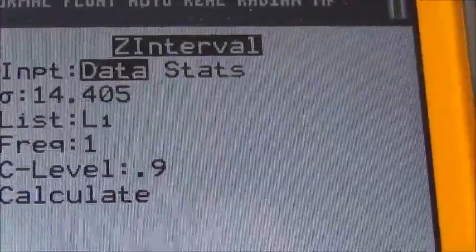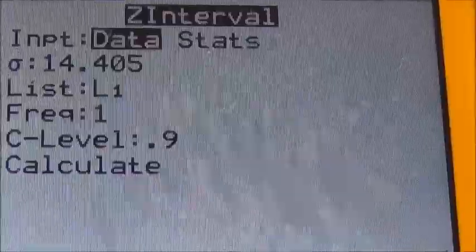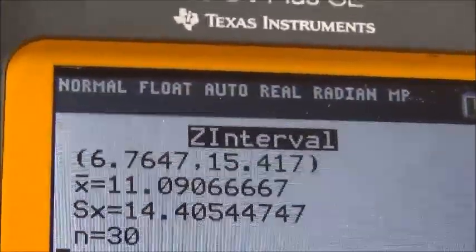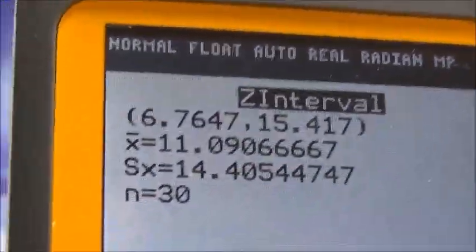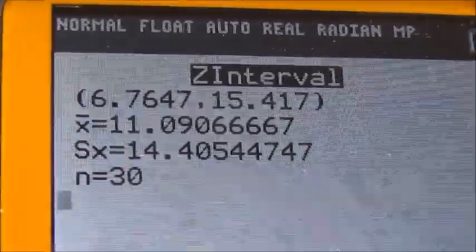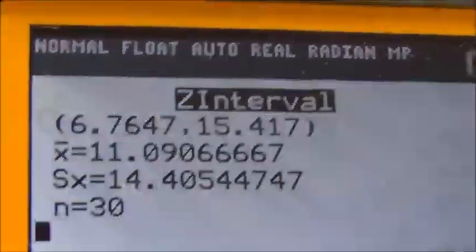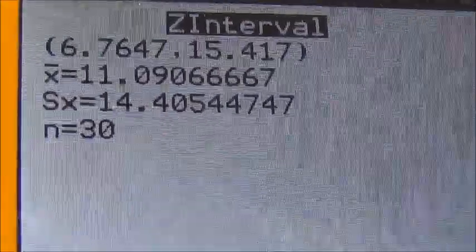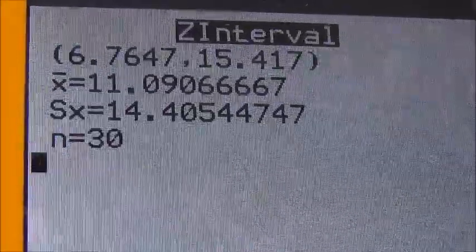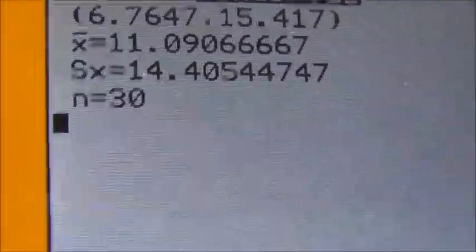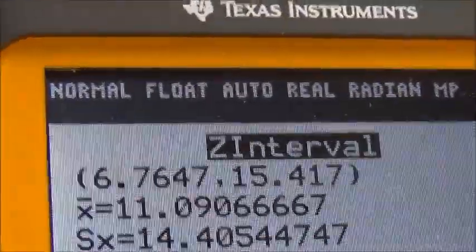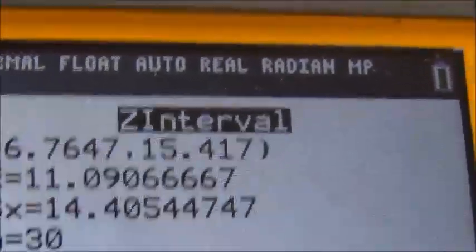My confidence level said we were going to do a 90% confidence level, so 0.9. I'm going to calculate that, and when I hit calculate, my interval is going to show up at the top of the screen. So I'm rounding off to 1 decimal place, to the nearest tenth. So my confidence interval is between 6.8 and 15.4. It also gives you the mean of 11.09 if you would need that. There again is your sample standard deviation, that 14.405, and the number of values on your list, which is 30. So confidence interval 6.8 to 15.4.